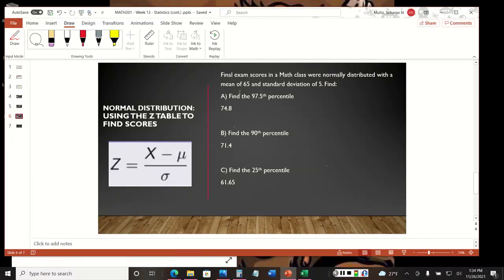So remember, when you're doing a normal distribution and trying to figure out the scores or trying to figure out something, and you have a percentile and you have the mean and the standard deviation, all you need to do is figure out what x is, and you can find out what x is by using this equation. The z equals x minus mu, which is the mean, all divided by the standard deviation, or sigma. And that's how you use the z table in this equation to find out different numbers that you need to have.